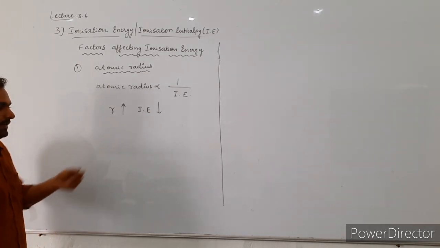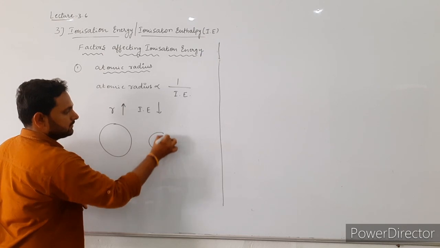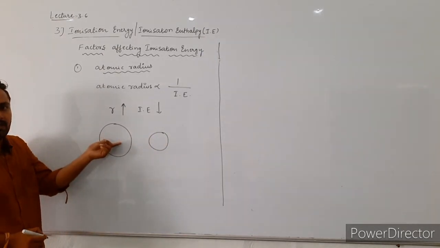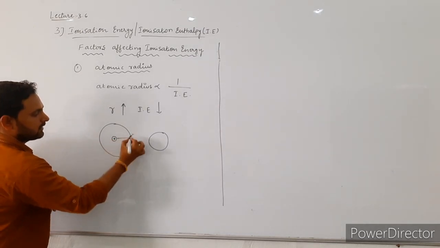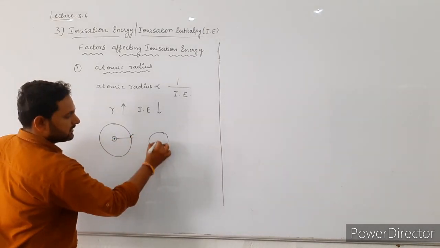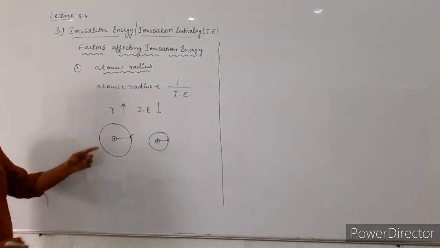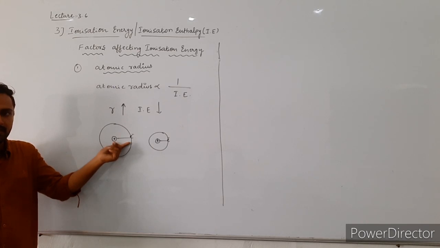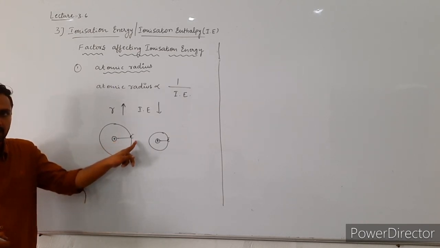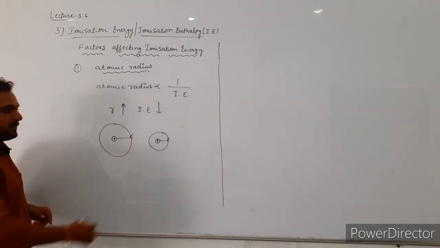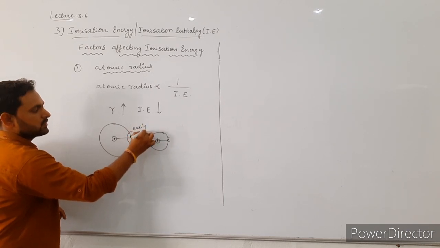Now let us see one example. This is a large atom, and this is a small atom. In the large atom there is a large distance between the nucleus and the electron. In the small atom there is a small distance between the nucleus and the electron. In the large atom, due to the large distance, there is less force of attraction between the nucleus and electrons. So here we can easily remove the outermost electron.